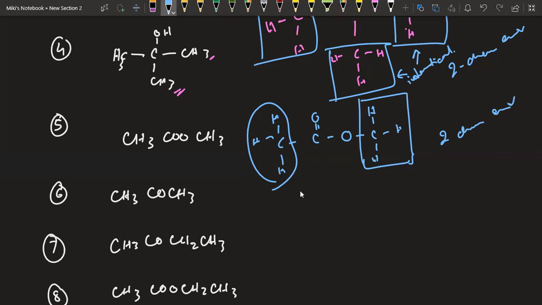Okay. Now see how this CH3 COCH3 looks. Let's draw the structure. We have this CH3 here, CO and CH3, isn't it? Now tell me how many environments are there.